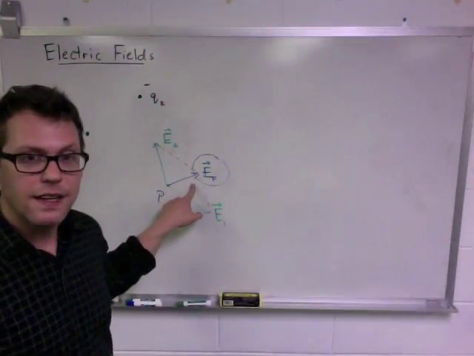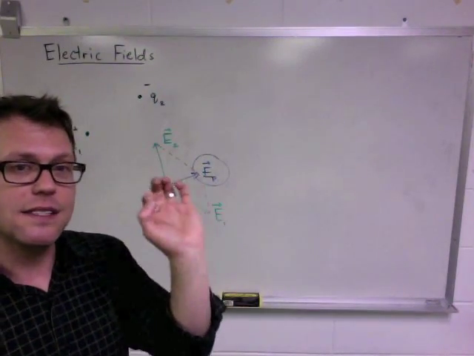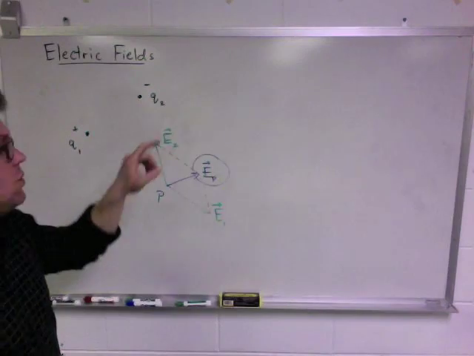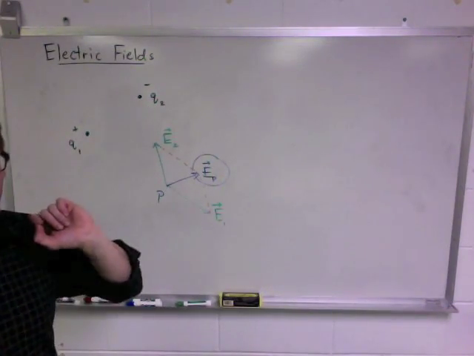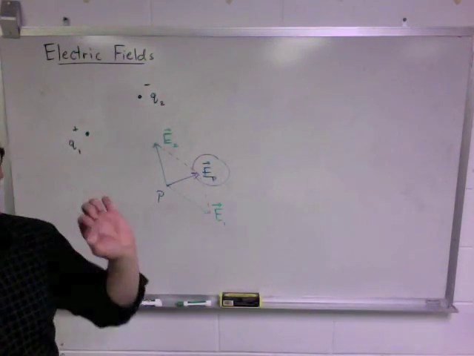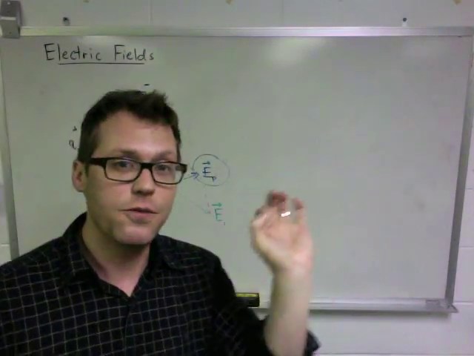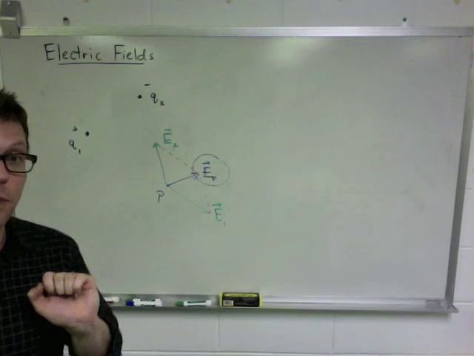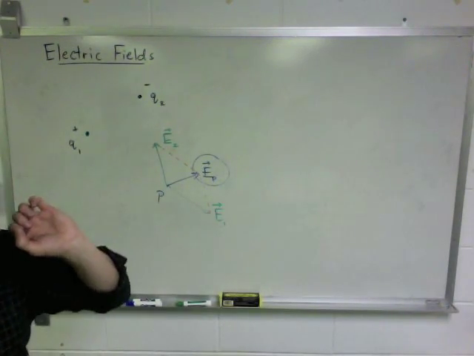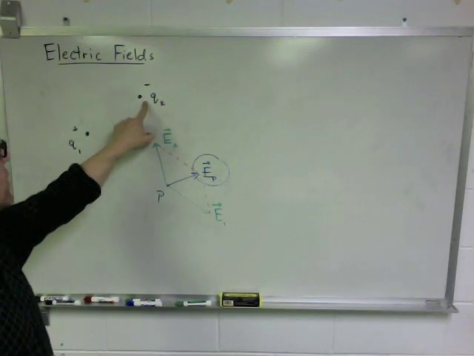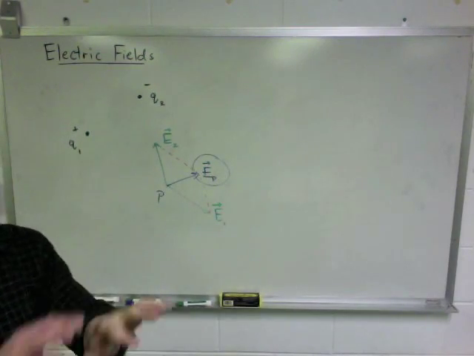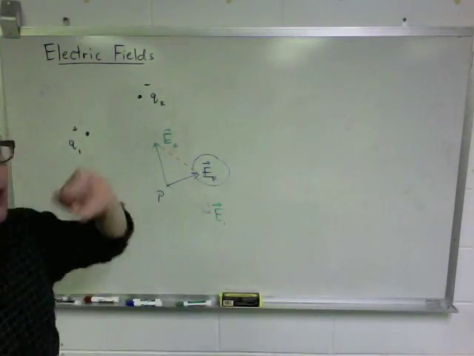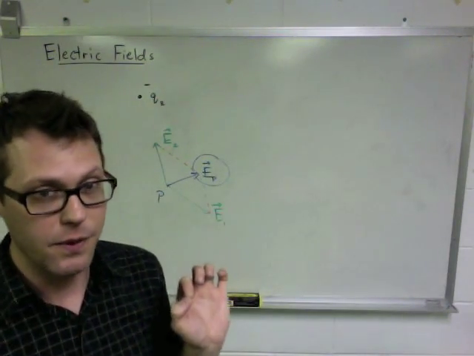Note that the vector EP actually has nothing to do with the force that Q1 exerts on Q2 or Q2 exerts on Q1. I'm imagining that these two source charges are fixed in space and that they're creating an electric field at all other points in space. It's an important distinction. Yes, there will be a force exerted on Q2 by Q1, but that has nothing to do with the electric field that these two charges by themselves set up, okay?